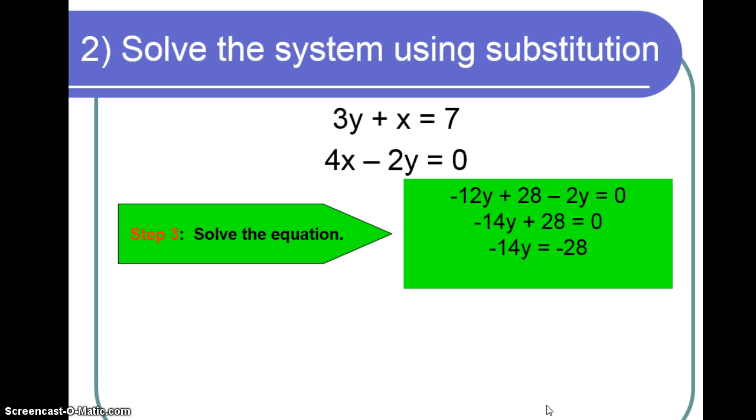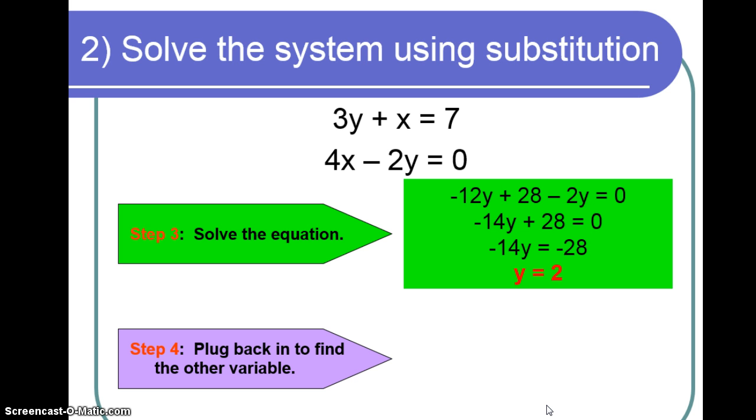Using our intelligence, we can think this through. We can continue by undoing the order of operations, or we can say, hey, what is negative 14 times something that equals 28? I know that negative 14 times 2 equals 28, so y has to equal 2. We have the first half of our substitution system of equations solved. So we have to solve for x too, but yay for getting the first half done.